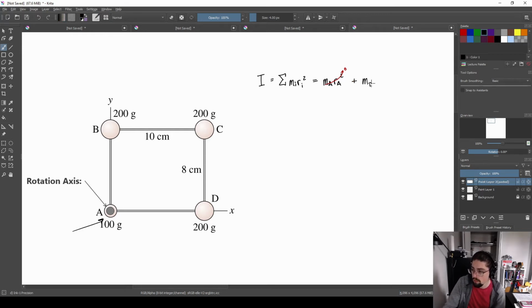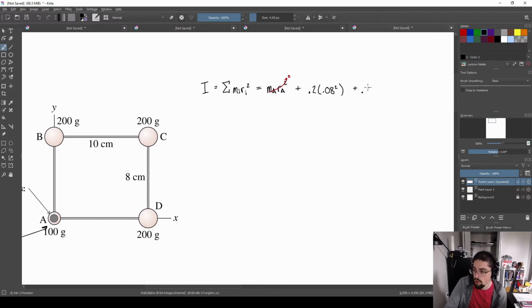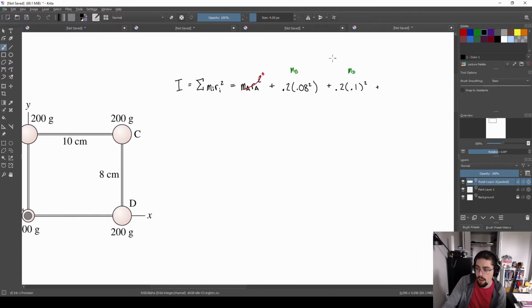Take mass B. Let me just go ahead and write in the numbers here. That's probably a little bit easier. I'll say 0.2 kilograms times my distance, 0.08 squared, plus 0.2 times 0.1 squared. So this is kind of in order here, mass B. I did mass D because it's just a little bit easier, and then I'm in luck because mass C, once I have these two, is a little bit easier. I could say this is 0.2 times the square root of 0.08 squared plus 0.1 squared, squared.